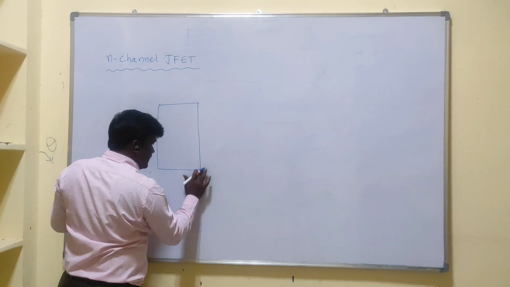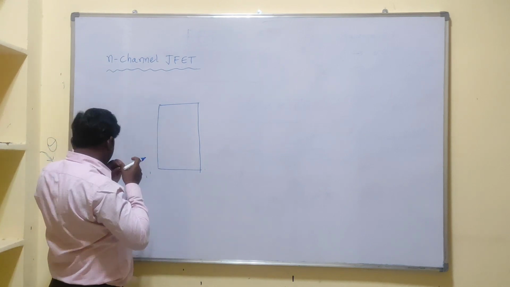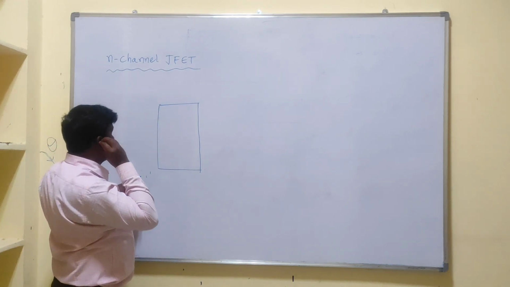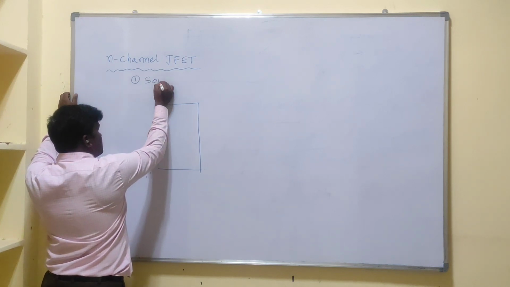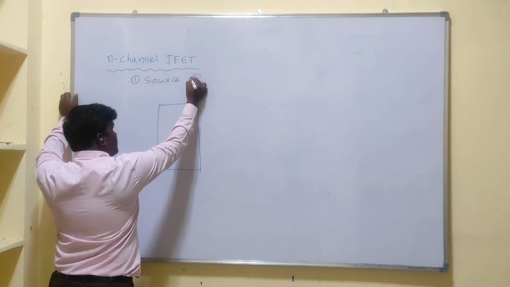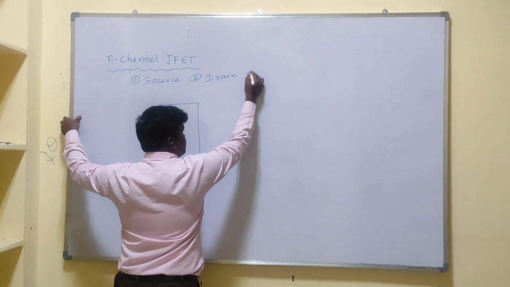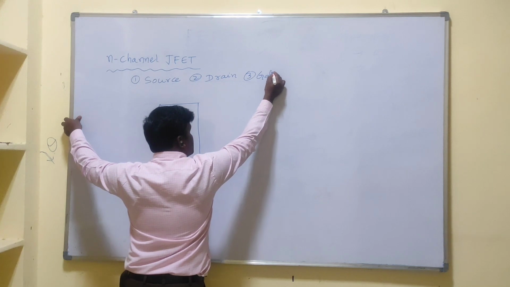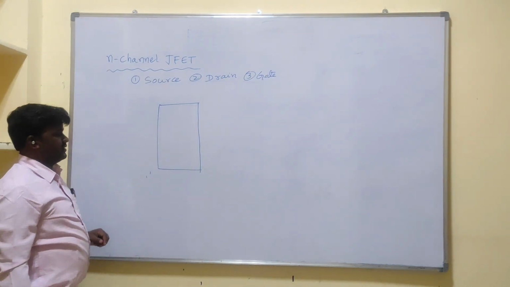Here, as in the transistor, we have three terminals. One of the terminals is known as source, the second one is drain, and the third one is gate. Now we will see what is meant by source, drain, and gate.